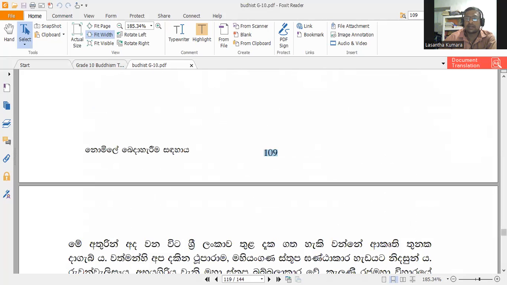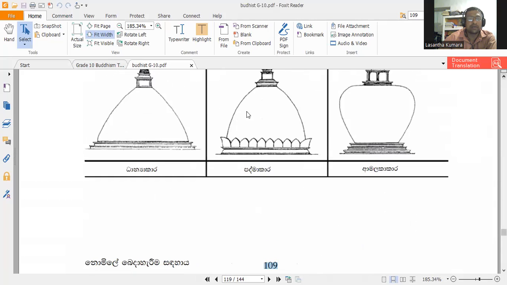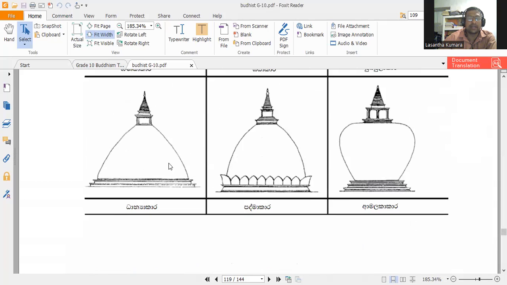And this is the shape of a heap of paddy, Dhanyakara. Even if you are asked to draw, I think you all have a clear picture. And Padmakara, you can see the petals down here. Amalakakara, that is how you read the word. And this is the shape of a nelly fruit. Clear? Is it enough for that question? I think you got a clear idea. Yes, sir. Okay, right. Then I will close that window.